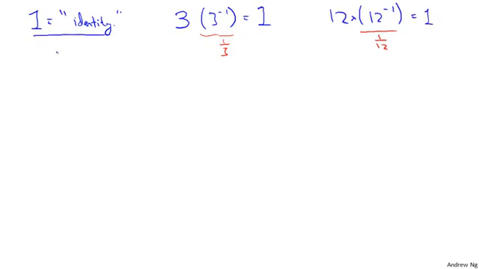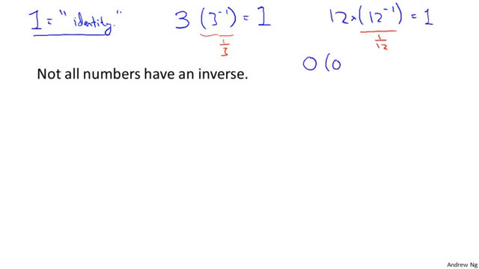Now, it turns out that in the space of real numbers, not everything has an inverse. For example, the number 0 does not have an inverse. Because 0 inverse is 1 over 0. That's undefined, because 1 over 0 is not well defined. And what we want to do in the rest of the slide is figure out what it means to compute the inverse of a matrix.